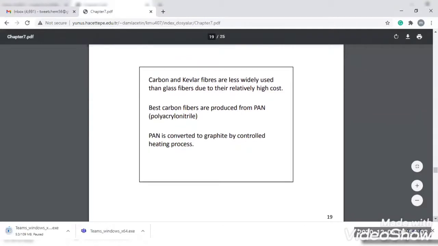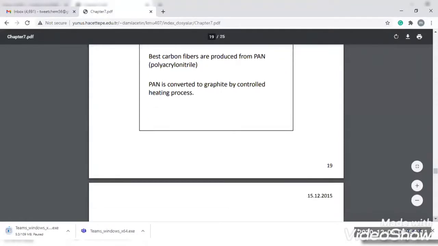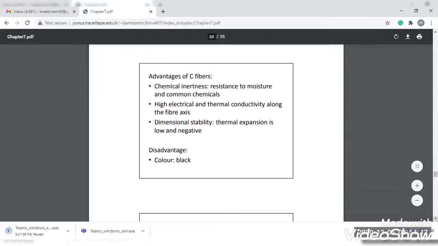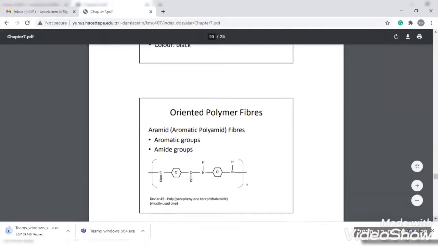Carbon and Kevlar fibers are less widely used than glass fiber due to their relatively high cost, and the best carbon fibers are produced from PAN, polyacrylonitrile. PAN is converted to graphite by controlled heating in the process. What are the advantages of carbon fiber? Chemical inertness, resistance to moisture and common chemicals, high electrical and thermal conductivity along the fiber axis, dimensional stability, and thermal expansion that is low, even negative. The disadvantage is basically the color, which is black.